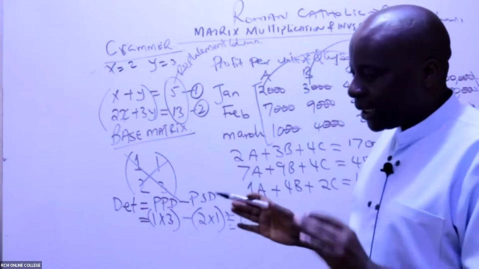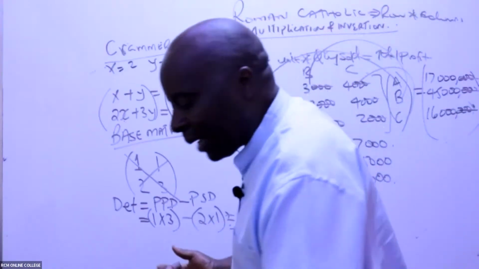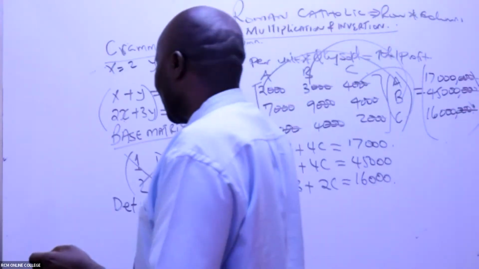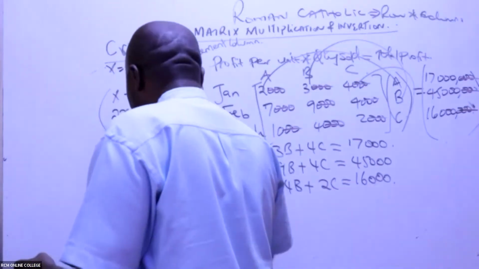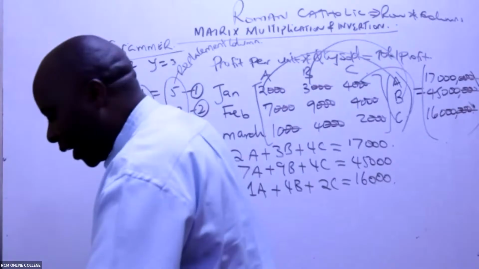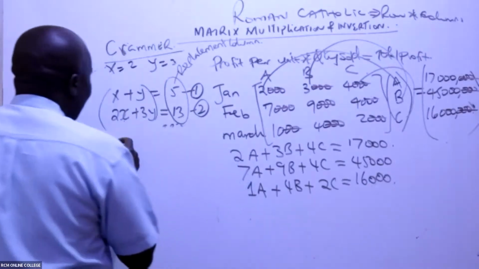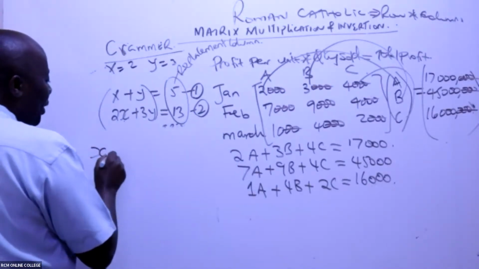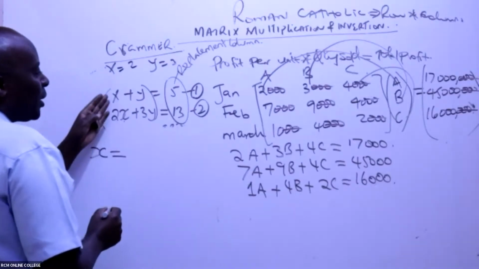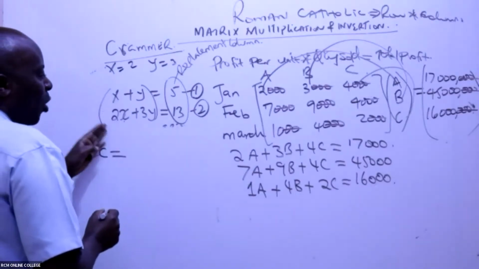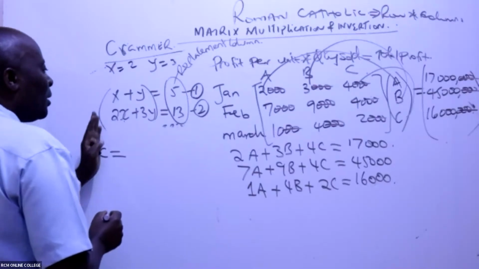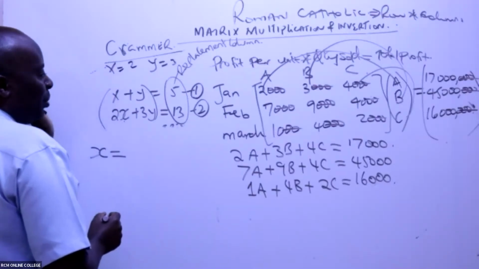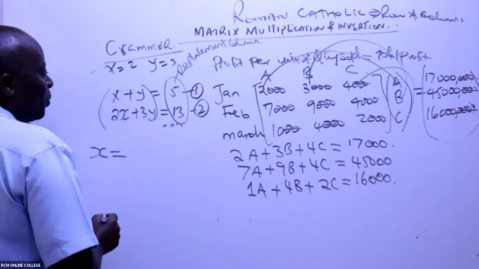Replacement column. Please listen, because now I'm coming to the end of this. We know what the base matrix determinant is. It is 1. Now listen. According to Cramer, if you want to get the value of X, you see X is column number 1. The column of X must disappear.